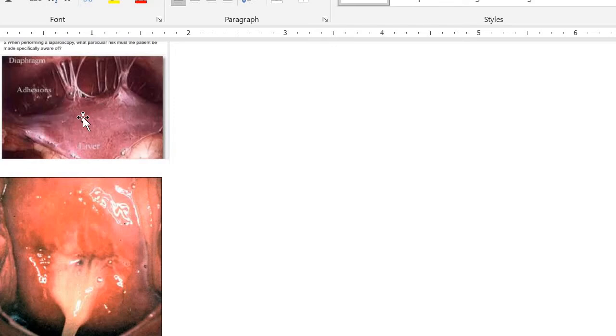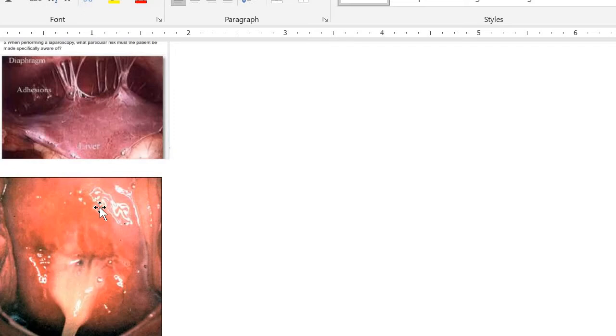So what is the name of this syndrome? Fitz-Hugh-Curtis syndrome, yes. It is associated with chlamydial infection. So here we are seeing chlamydia infection, with some mucopurulent discharge from here. So this patient most likely has chlamydia.